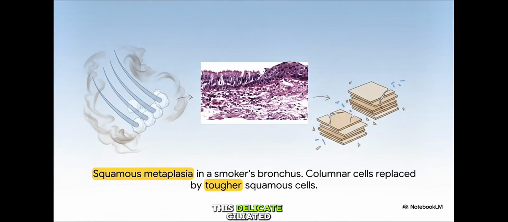Normally, you have this delicate, ciliated, columnar epithelium that's great at clearing mucus. It can't stand up to the constant assault of cigarette smoke. So through metaplasia, it gets replaced by a much tougher, more rugged, stratified squamous epithelium. The new cells are better at surviving the smoke, for sure, but here's the catch. You lose that all-important protective mucus-clearing function.